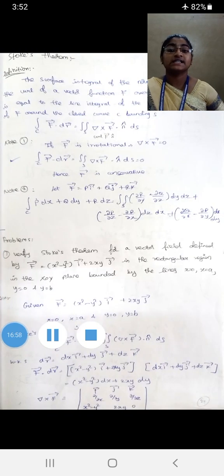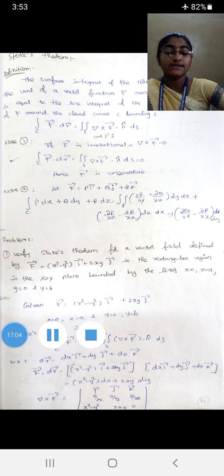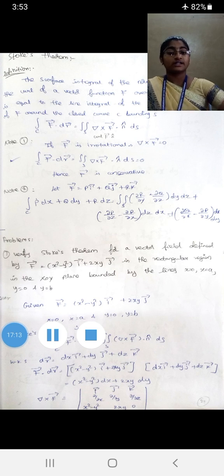In the integral theorems, the third one is Stokes theorem. Here we can see the formula for Stokes theorem: integration over C of f vector dot dr is equal to the double integral over S of del cross f vector dot n cap dS. Del cross f vector is nothing but the curl. Similarly, we can take the right hand side and find the answer, and the left hand side the same answer will come. So both the left hand side and right hand side must be equal.